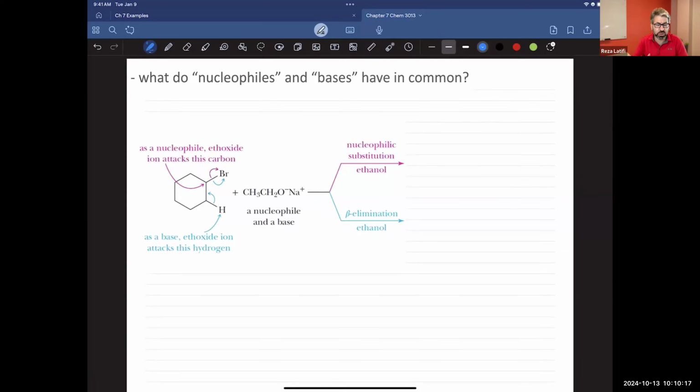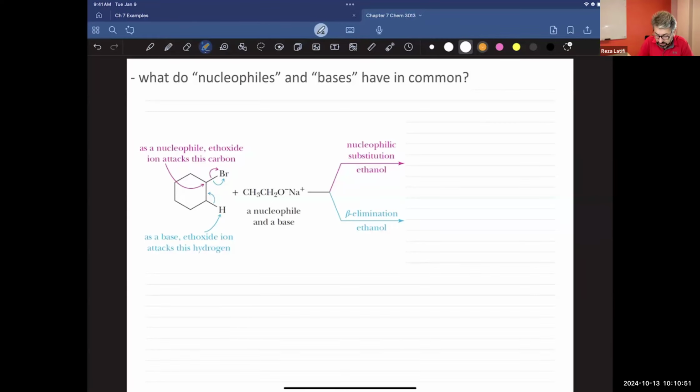Now, what's the common thing between a base and a nucleophile? Base and nucleophile, it is a lone pair. Both of them have a lone pair. A nucleophile must have a lone pair to share it with carbon that has a partial positive charge. A base has a lone pair that it can technically share with hydrogen and take hydrogen from the system. So our nucleophile or our base has a lone pair.